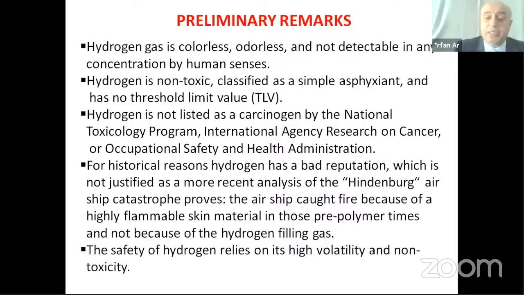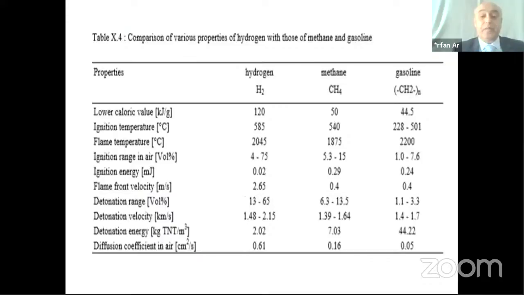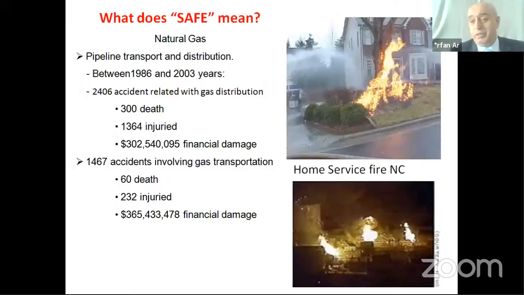The safety of hydrogen relies on its high volatility and non-toxicity. Please note that the ignition range of hydrogen is very, very wide, so it seems to be very dangerous. You see, in a mixture with air, hydrogen burns from only 4% up to 75%. But in fact, in open air, you cannot reach these concentrations, not even 4%. What does safe mean? Do you think natural gas is safe?